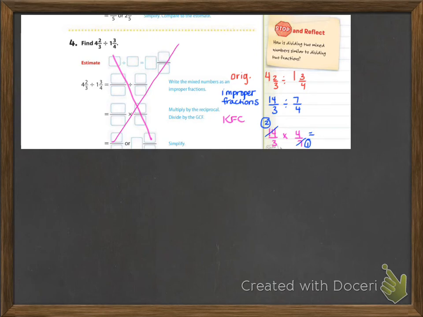So now I'm going to be left with 2 times 4 is 8, and 3 times 1 is 3. And I ask myself, how many times does 3 go into 8? It's going to be 2 whole times because 3 times 2 is 6. Then we have 2 left over, and 3 is our denominator. So you should have come up with an answer of 2 2/3 here.